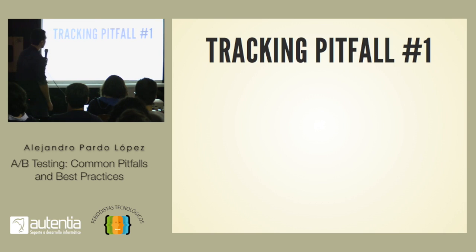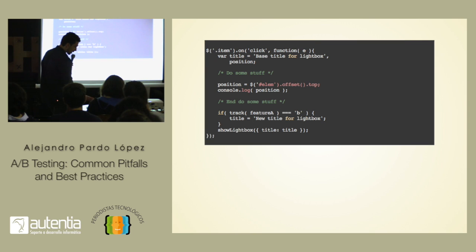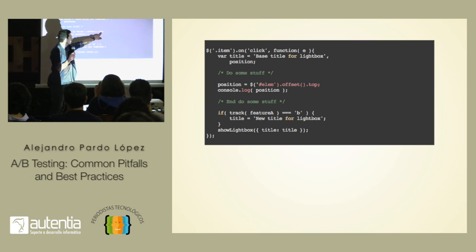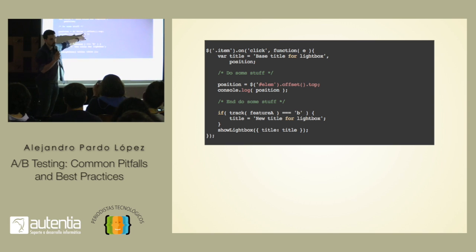The first pitfall of tracking this way. Let's say that the do some stuff is something like this. Like I get the position, I get an element, get the offset, and read the top. And then I do a console log of the position. Can you guys see what problems we can have here?